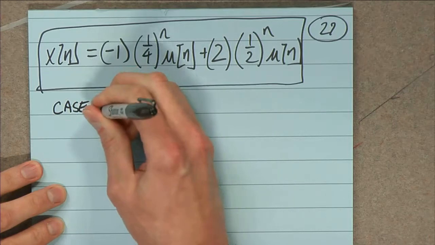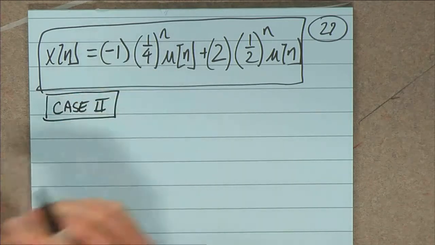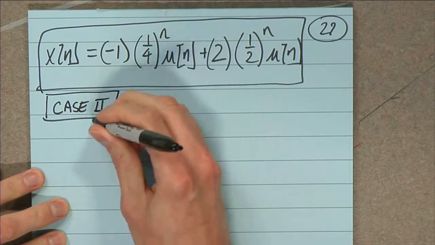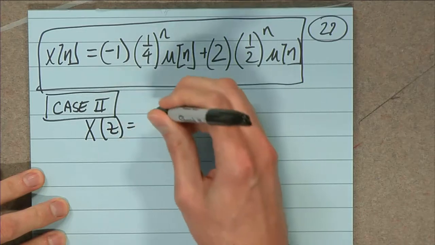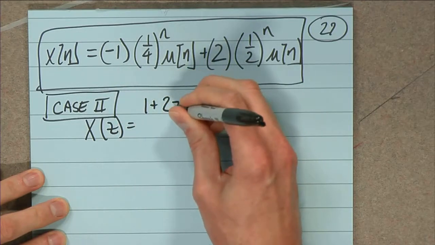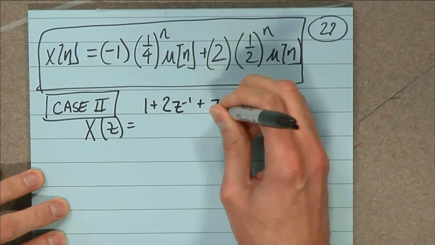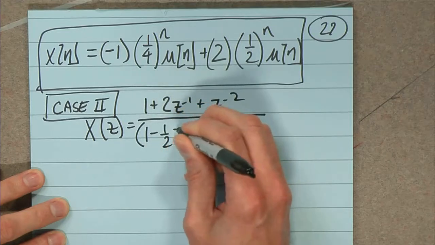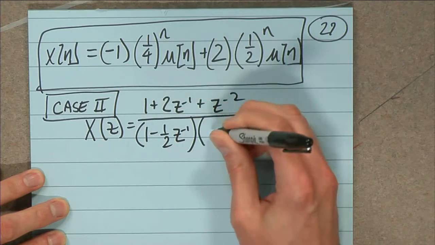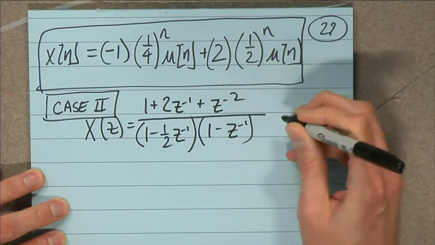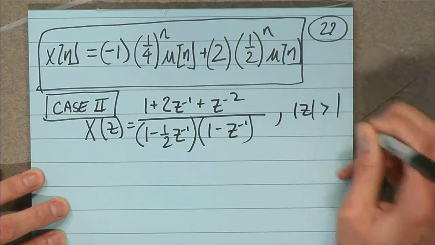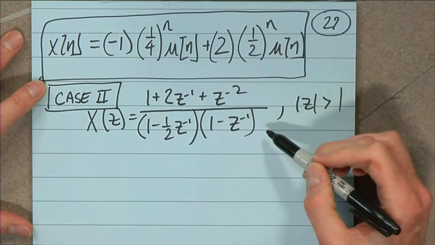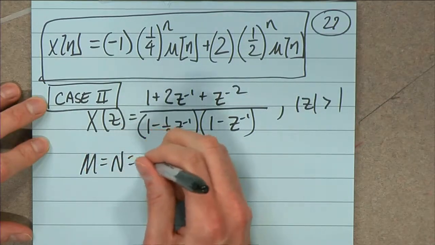Let's do an example of case 2 that uses what we just did in case 1. So for case 2, let's be given this example, 1 plus 2z inverse plus z to the minus 2 all over this case 1 minus z inverse. So a slightly more complicated example, and z greater than 1. Now if you look at this example, you can see the degree of the numerator and denominator are the same, so m equals n equals 2.